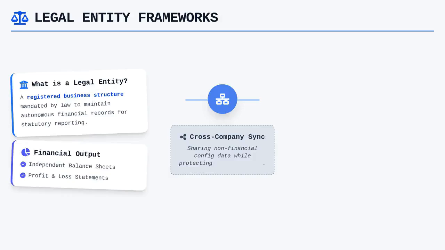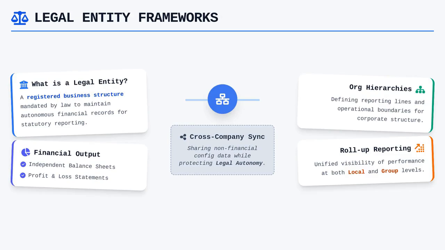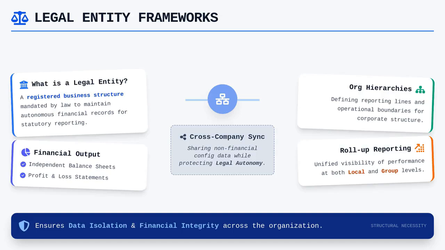Furthermore, cross-company data sharing policies allow organizations to synchronize specific, non-financial configuration data across these entities when operational consistency is required. However, such sharing must be implemented with prudence to avoid compromising the legal autonomy that those entities were established to maintain. When you configure organizational hierarchies, you are essentially defining the reporting lines and operational boundaries that allow for roll-up reporting across the entire corporate structure, thereby providing a clear view of performance at both the local and group levels.